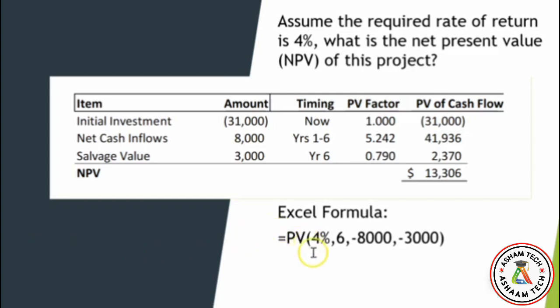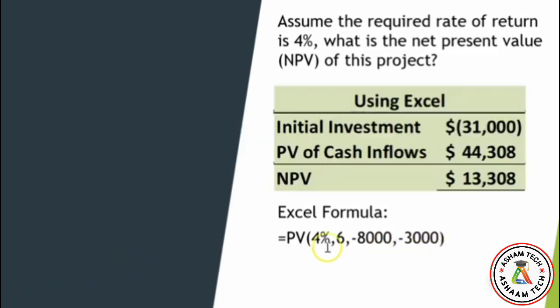We can also do this in Excel. The Excel formula is going to be PV open parentheses 4%, 6 number is the period, minus 8,000 is the payment, and minus 3,000 is the one-time amount salvage value. That's the formula I use to come up with the present value of the cash inflows. So I take the initial investment, which is already at its present value, minus 31,000. I compare that to the present value of the cash inflows, 44,308, and I get net present value of 13,308, which I think was $1 different than the other way. And this is actually the more accurate of the two.